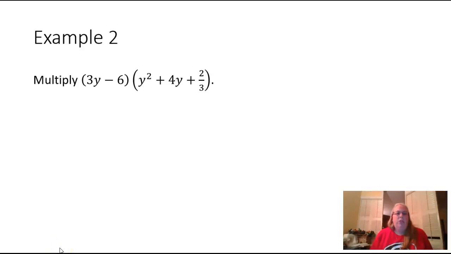This is example 2 from lesson R.3. In this case, we are multiplying polynomials. And the best way to do these, although there are several methods for it, is just to use the distributive property. In this case, we're going to use it twice.